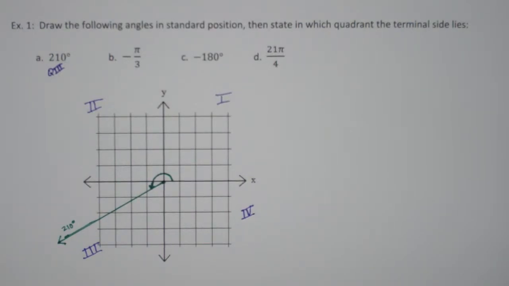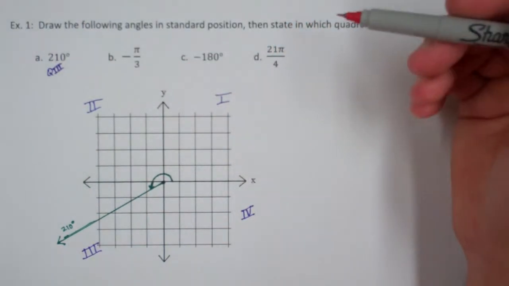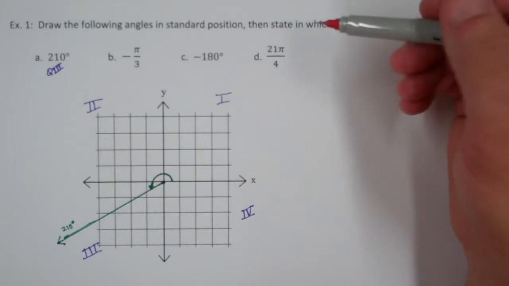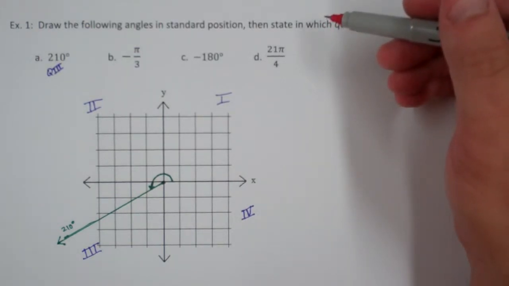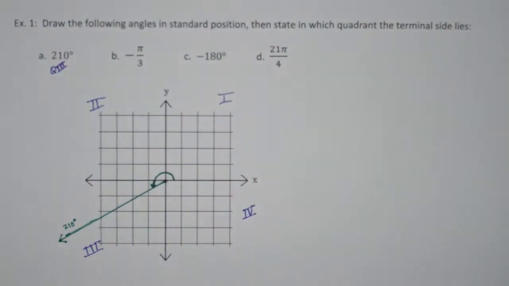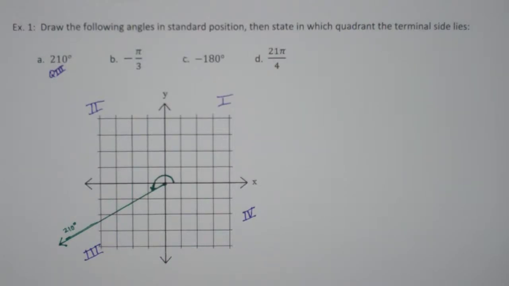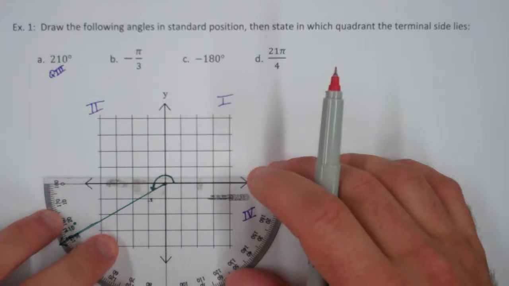For part B, we've got negative pi over 3. I'll use red for this one. A few different ways to do this. One way is to just change this into degrees. So pi over 3 in degrees, we'd multiply by 180 over pi, and you're going to be looking at 60 degrees, and keep in mind that it's negative. So one thing that you can do if you're using a protractor is to change that into your degrees, and then just utilize your protractor.